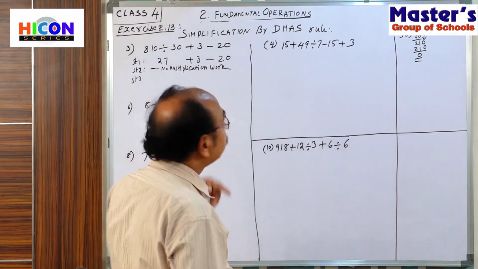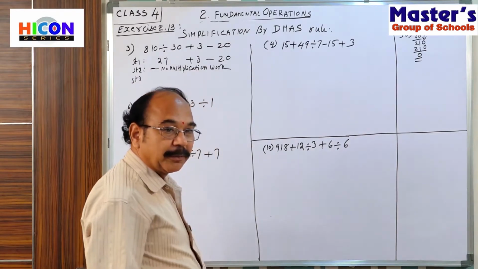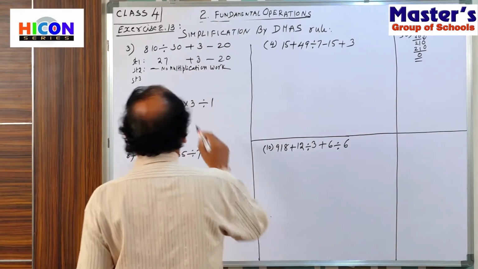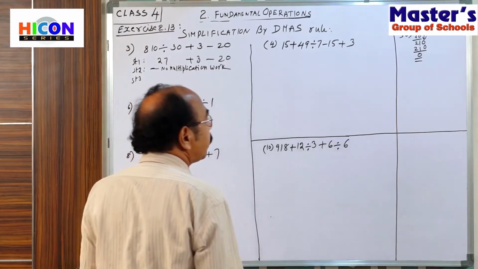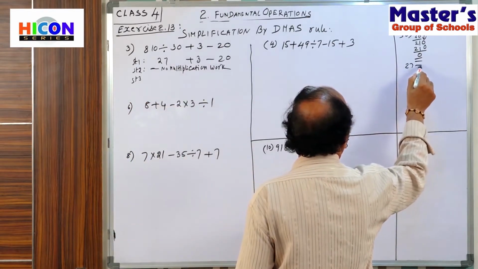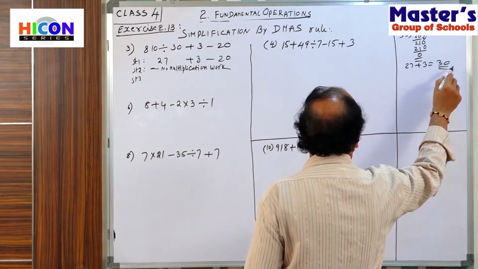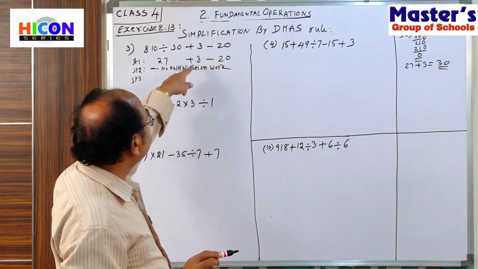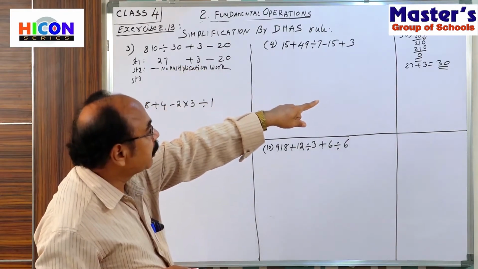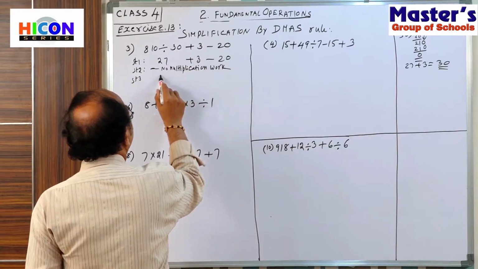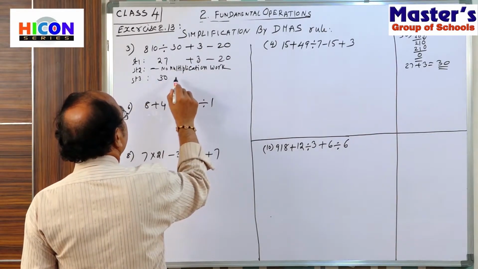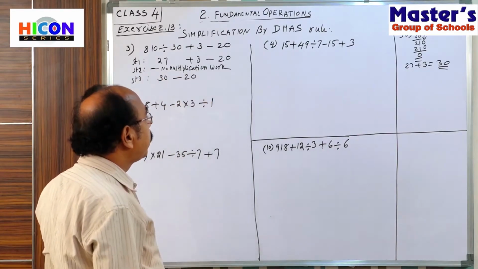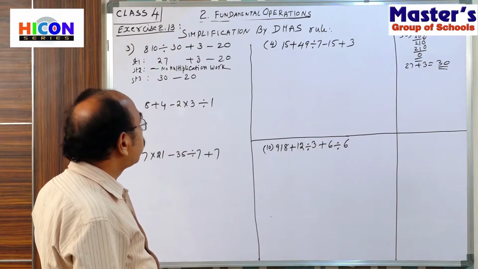Now step 3, after multiplication, A for addition. Here addition work is there in the problem: 27 plus 3. So 27 plus 3 is 30. In that addition place, we write 30, minus 20. Addition is over. Next one is subtraction.